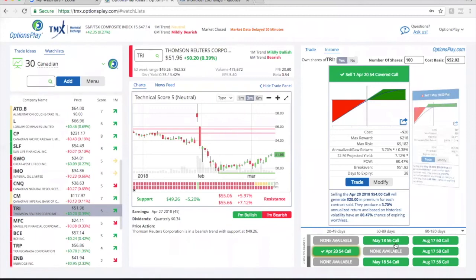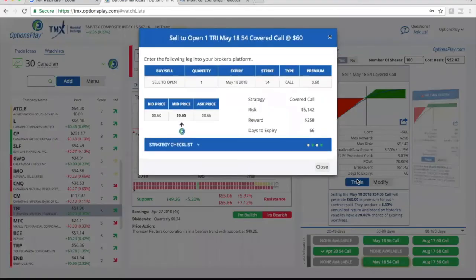And it'll present them to you very quickly, so you can say, what happens if I want to go out to May? What does that look like? Or if I want to get more conservative, what does that look like? How much premium am I going to get? And you can do it all with the click of a mouse. And once you've honed in on a trade that you want to place, click on the trade button.